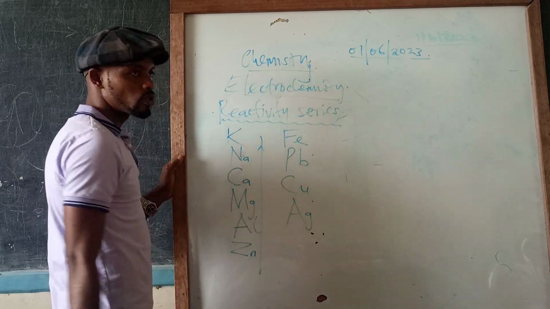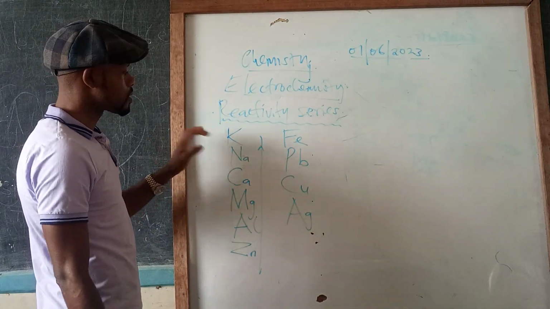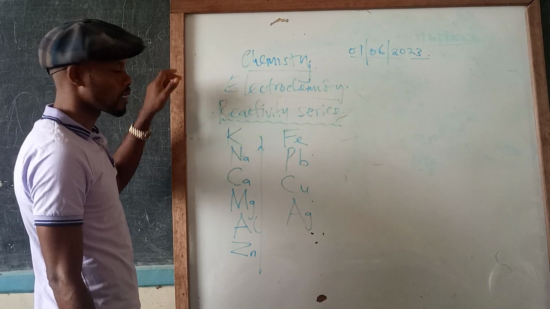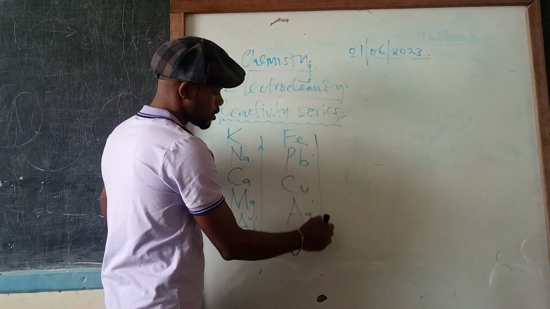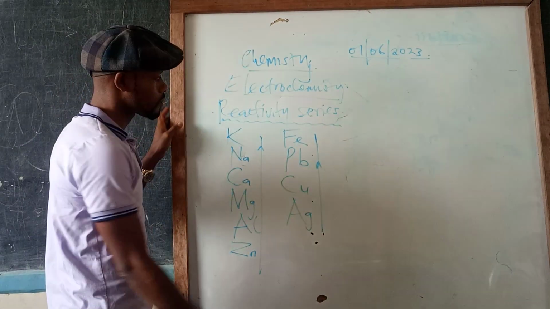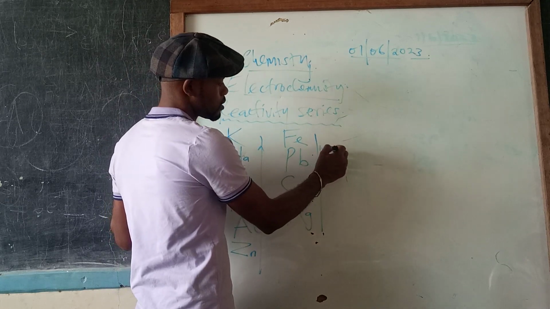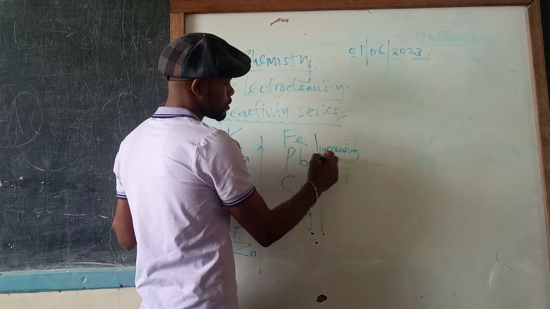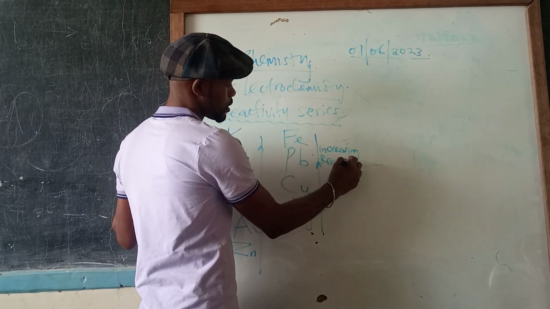If our arrow is going to point up, then it means it is the order of increasing reactivity. So here this is increasing reactivity.